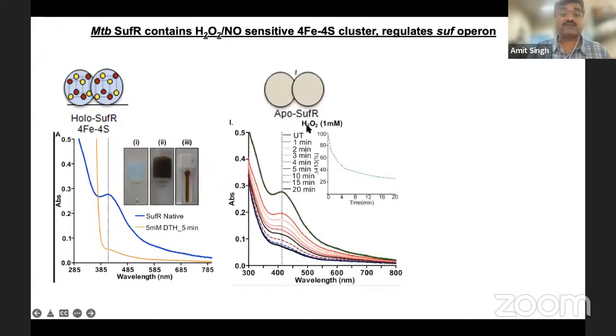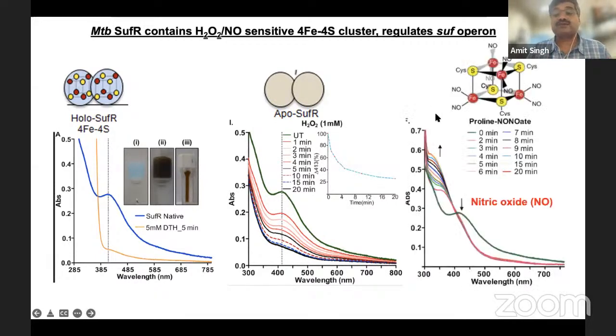We also exposed holo SUFR, which is 4 iron 4 sulfur cluster protein, to H2O2, 1 millimolar. And in a time-dependent manner, you see the loss of the peak, which corresponds to the 4 iron 4 sulfur cluster. It's because H2O2 is known to damage iron sulfur clusters, and you will see a complete loss of iron sulfur cluster by 20 minutes in response to 1 millimolar H2O2.